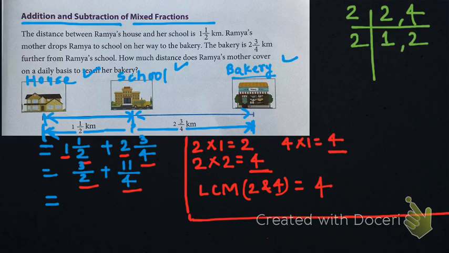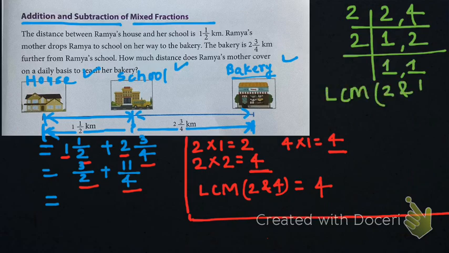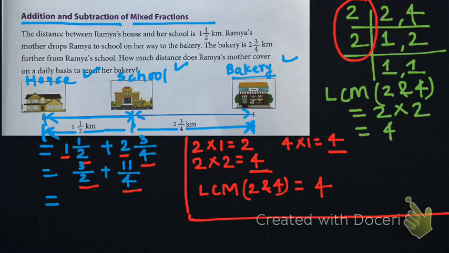Now again start from 2. Is any number divisible by 2 here? Yes, 2 is divisible by 2. And 1 is not divisible, so just write 1 here, and 2 becomes 1 times 2. Now to find the LCM, you will multiply these two numbers, these 2 and 2. When you multiply, you will get the answer 4.